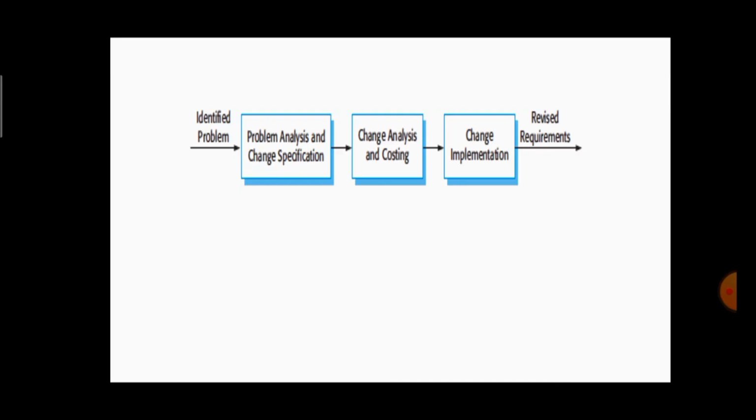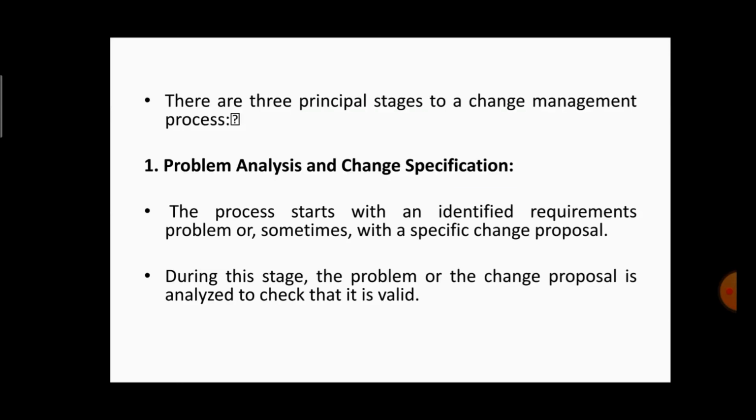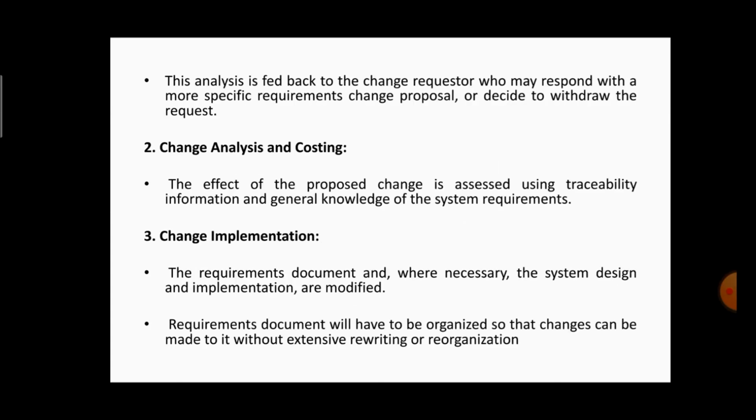Getting, guys? Hope you are understanding the concepts. Suppose you have any doubts, please post your doubts in the comment section. Next, I already explained, right? There are three principal stages of the change management process: problem analysis and change specification, which should be analyzed and checked for validity. Change analysis and costing, where the proposed change is assessed, whether it is feasible to make the change. Next, change implementation means you are developing it. The requirement document should be modified once the change is done, right?